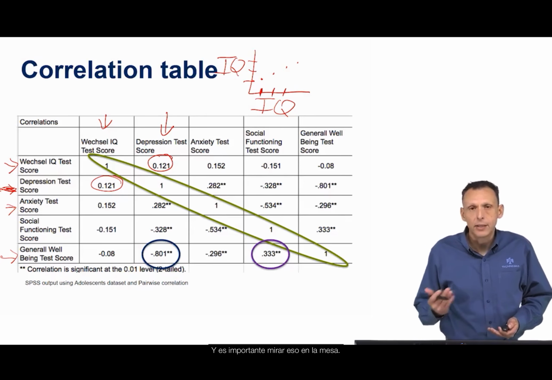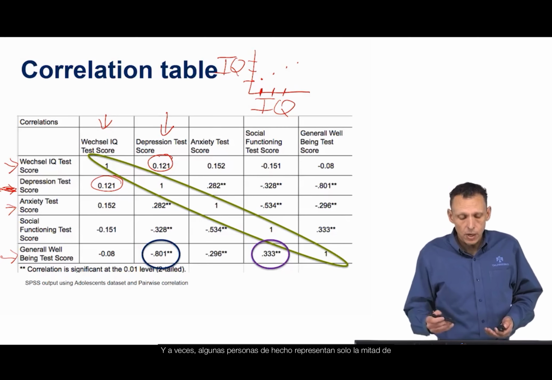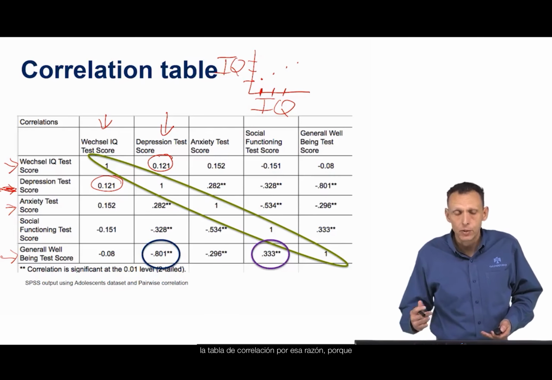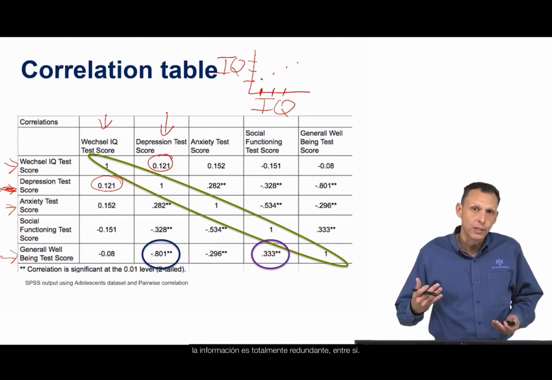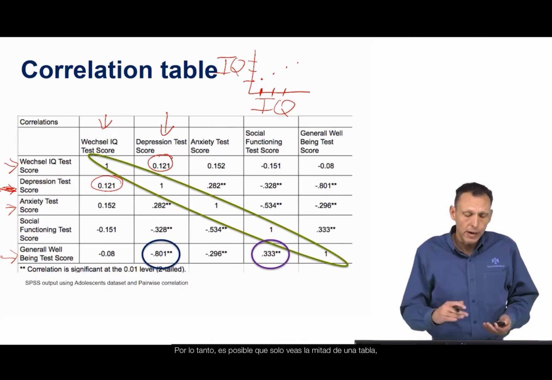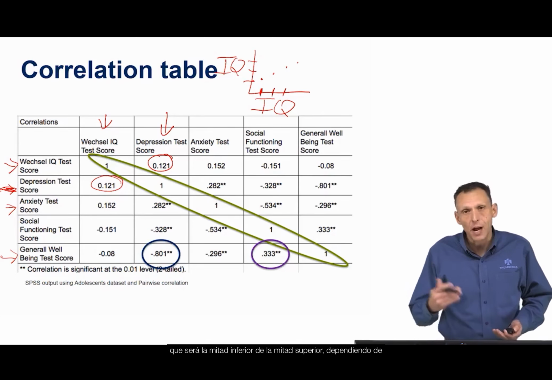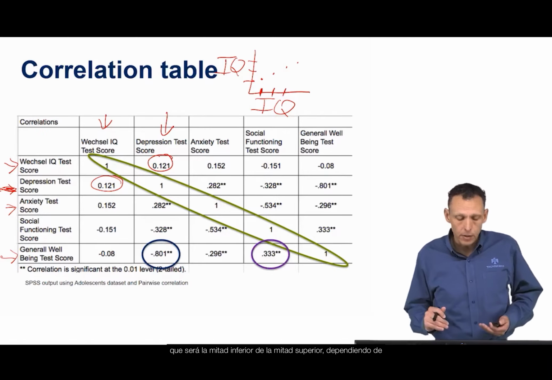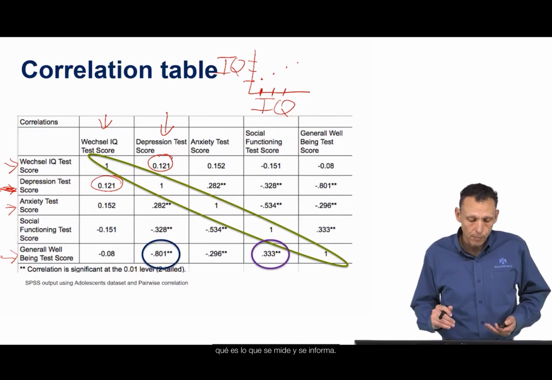And it's important to look at that in the table. And sometimes some people will, in fact, represent only half of the correlation table for that reason, because the information is totally redundant with each other. So you may only see half of a table, which will be the bottom half or the top half, depending on what it is that's being measured and reported on.